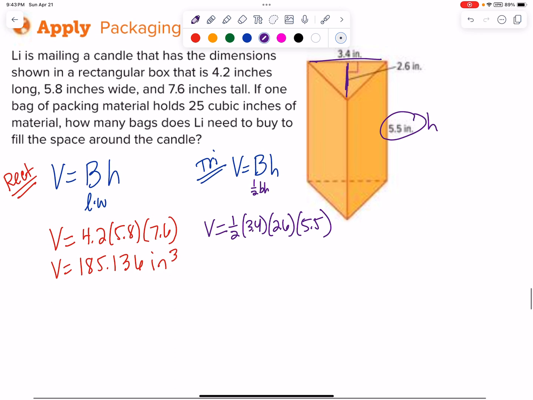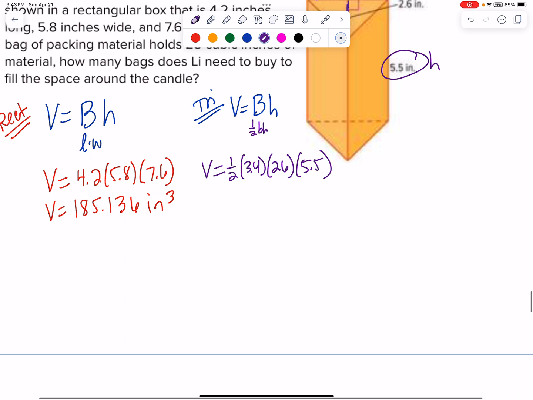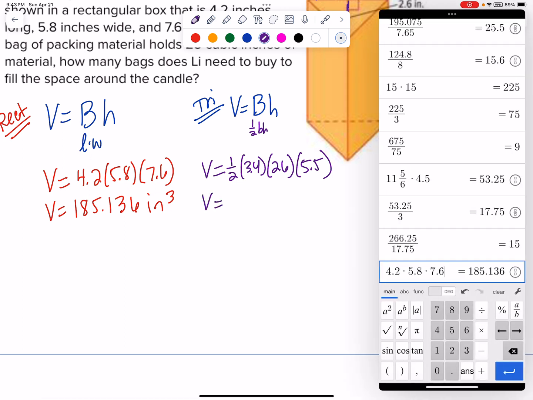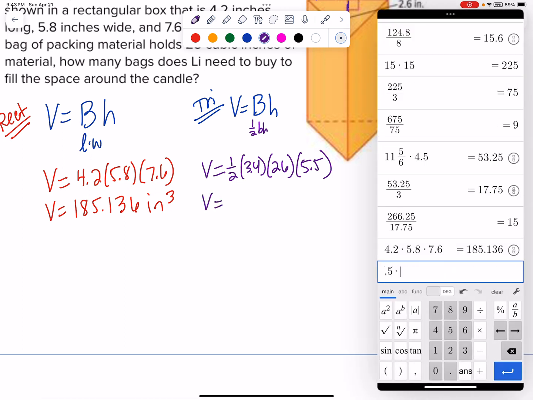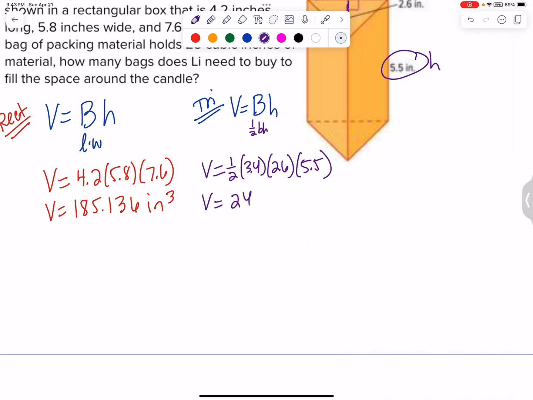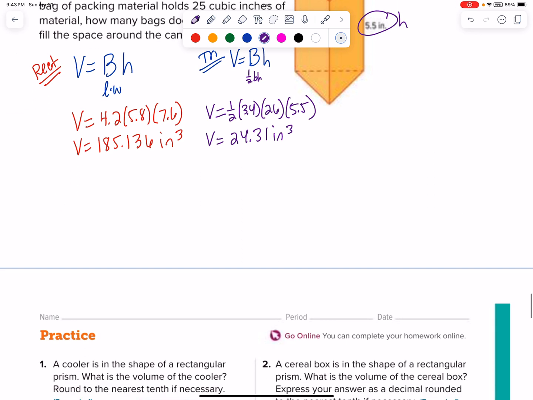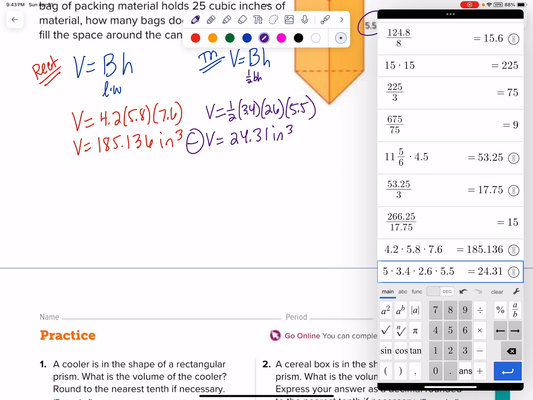Okay, so let's go ahead and get our answer for this one. So I'm just going to do 0.5 times 3.4 times 2.6 times 5.5. And we get 24.31. And that is also in inches cubed. All right, so there are the volumes of both of those shapes. Let's go ahead and subtract these and find out how much empty space there is.